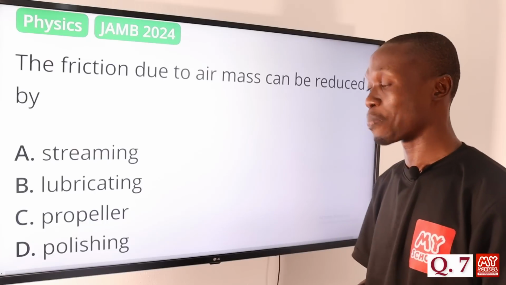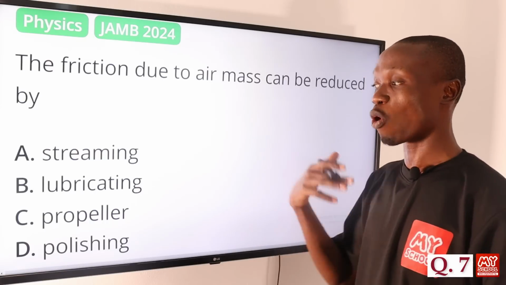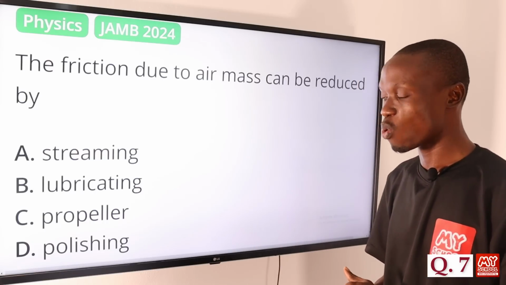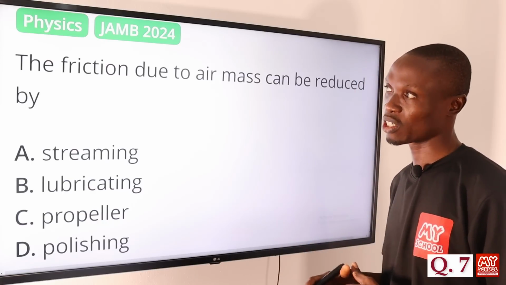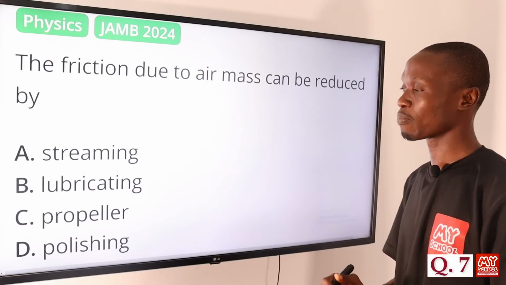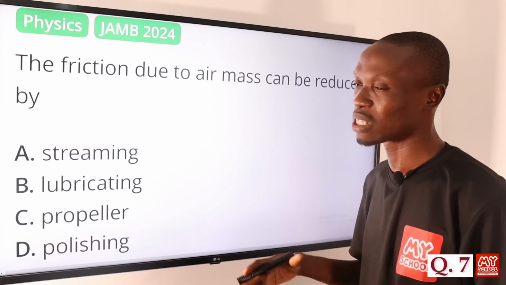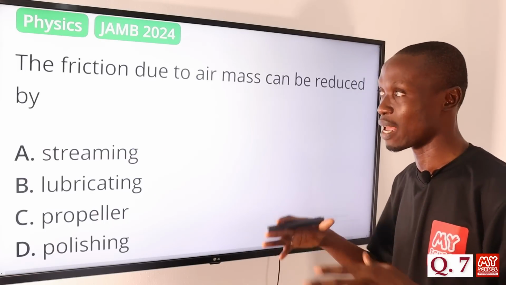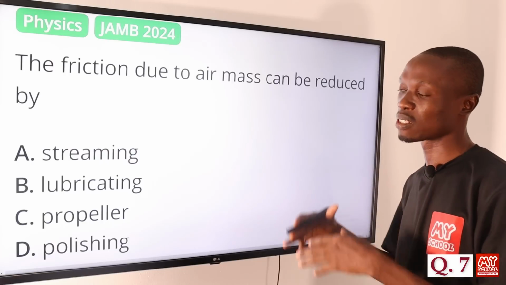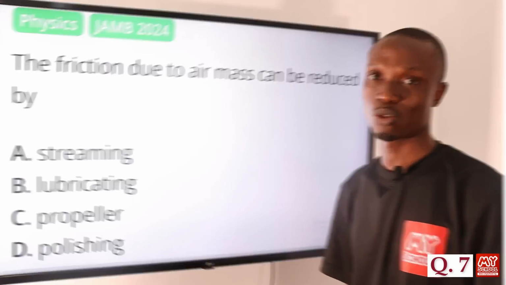Then C, we have propeller. So a propeller is just a device that propels an object into motion. While D, we have polishing. So polishing actually does not reduce friction, it increases friction. So the answer to this question is streaming. Streaming helps to reduce air drag, or resist air resistance, of objects that are moving in air. Option A, sorry, is the correct answer to this question.